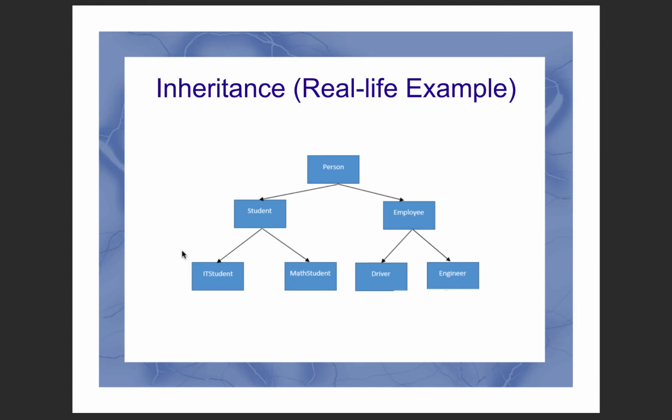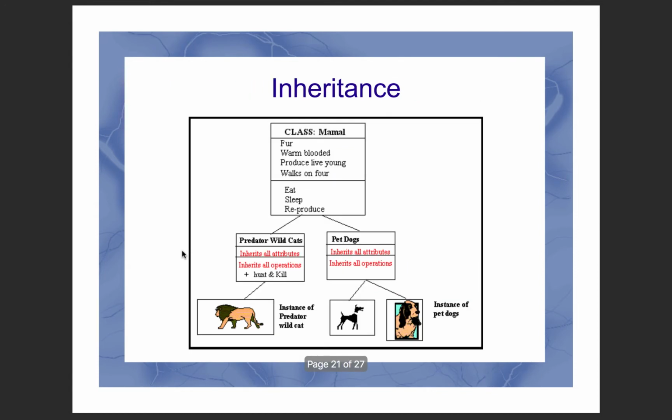So IT student is a student and it's also a person. Math student is a student and it's also a person. So student has two different subclasses, one is IT student, another is math student. Similarly, employee can be a driver and an engineer. Driver is also an employee and a person. Engineer is also an employee and a person. So driver and engineer are two different subclasses of the employee class.